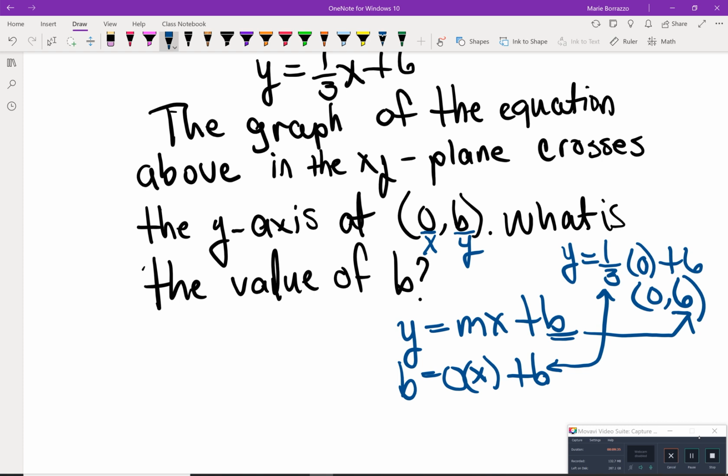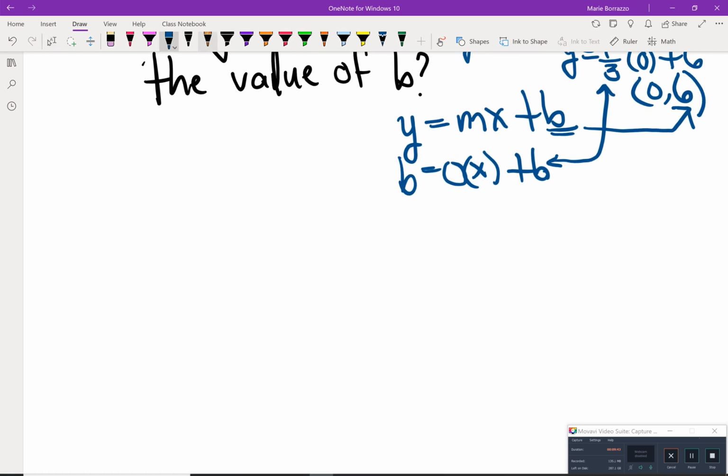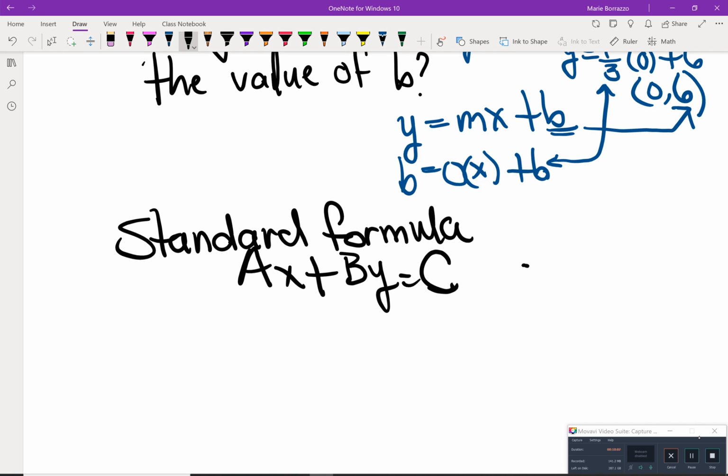All right, so just remember the intercept. You will need to know the standard formula. Remember the standard formula, because they're going to ask you to maybe rewrite an equation. In the standard formula, we would have ax plus by equal to c. Our slope in this case would be negative a over b.